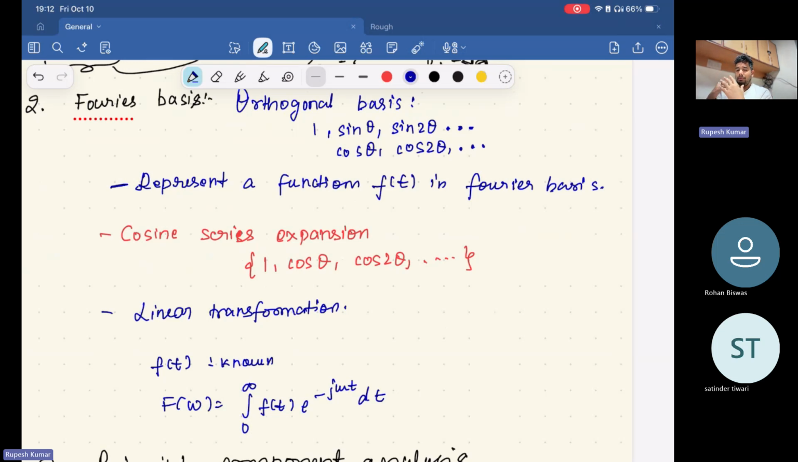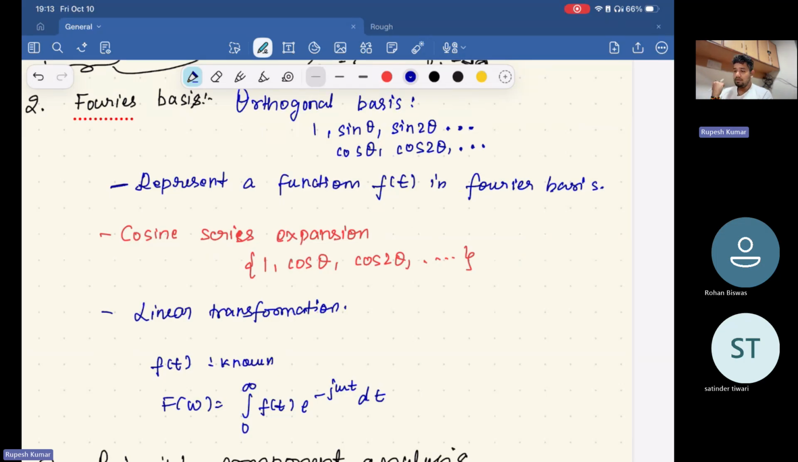Now I'm talking about something entirely different. I'm not talking about the Euclidean space, I'm not talking about the basis of the space in the Euclidean space like the XYZ axes. Now I'm talking about something in the Fourier domain, in the frequency domain. In that domain, you have a basis that looks like 1, sine theta up to infinity, cos theta up to infinity. And these bases are essentially orthogonal to each other.